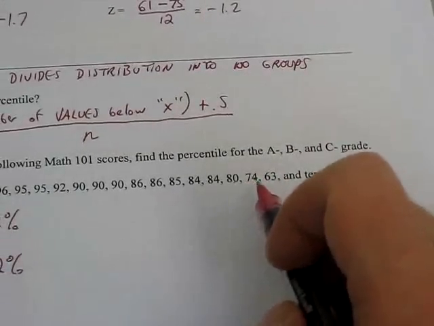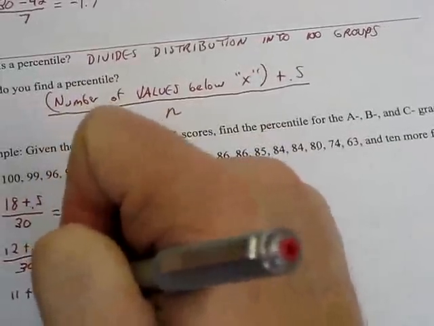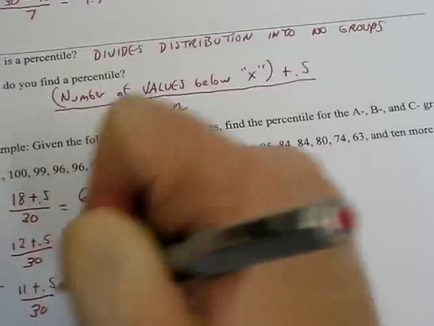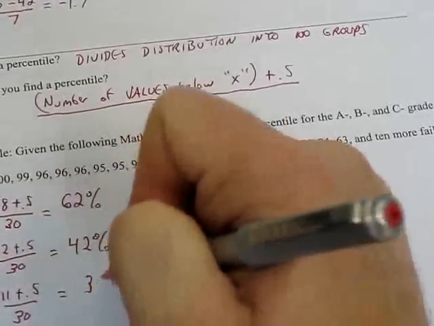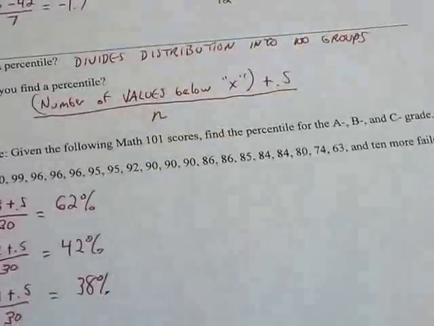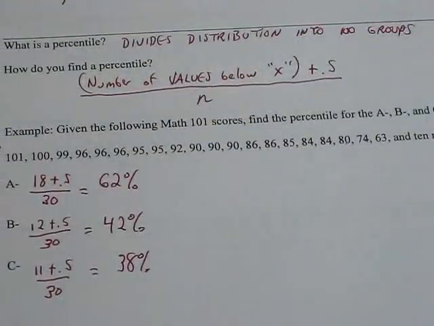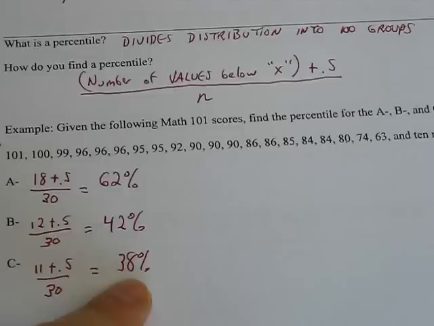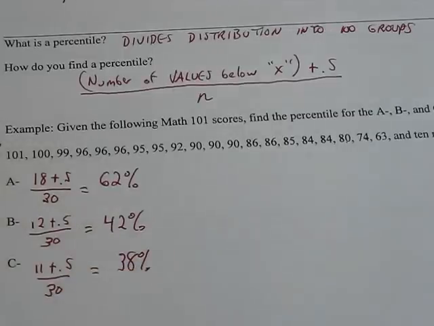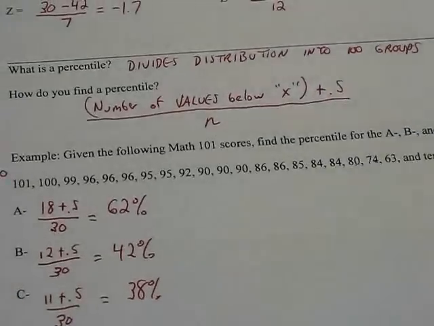All right, what about a C minus? Well, how many scores were below a 70? Well, only 1, plus the 10 that failed. So this is 11 plus 0.5 divided by 30. Guess what? You're in the 38th percentile. There's 62% of the class higher than you if you earned a C minus. So that is how you would find percentiles.